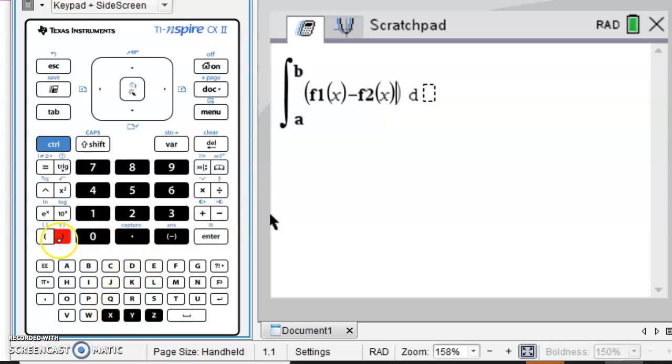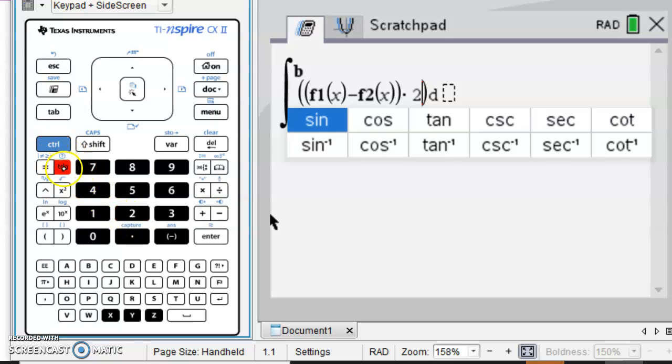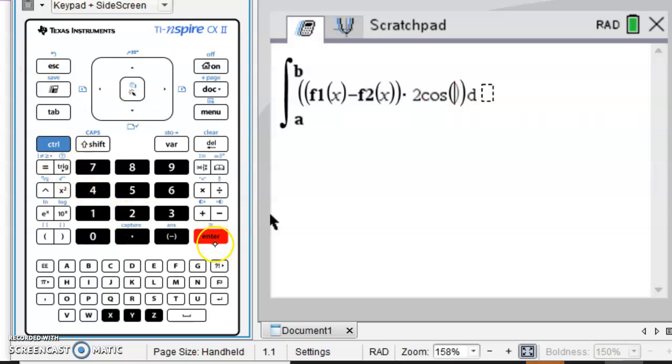That is s of x, right? That is the top minus bottom. That's one of our two dimensions. We're going to multiply that by our depth function, d of x. D of x was 2 times the cosine of x over 2. And we'll integrate that with respect to x.